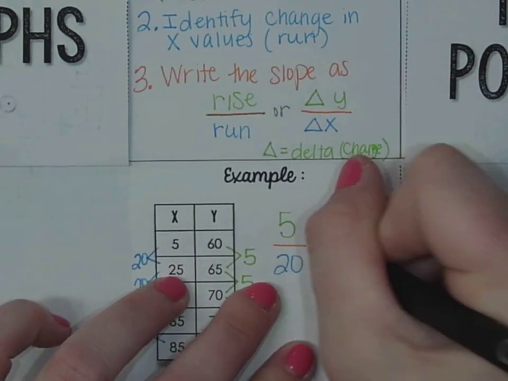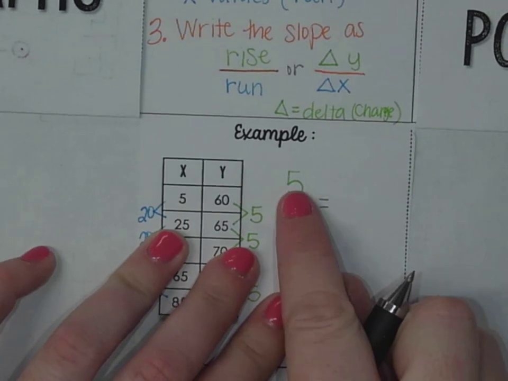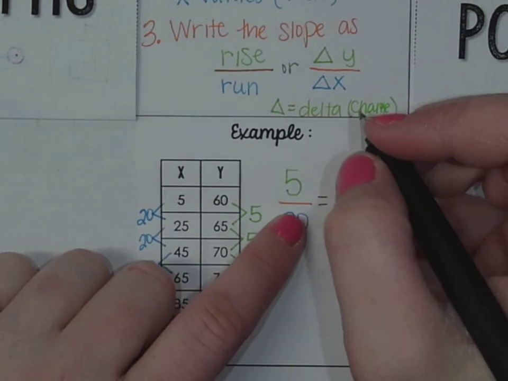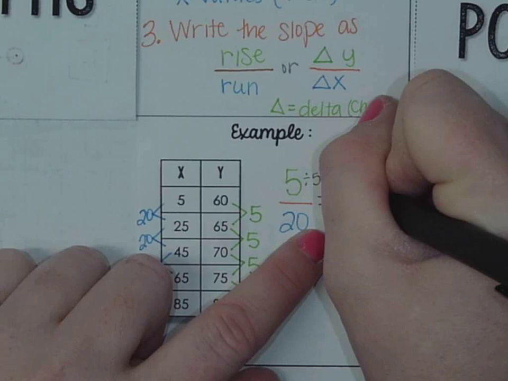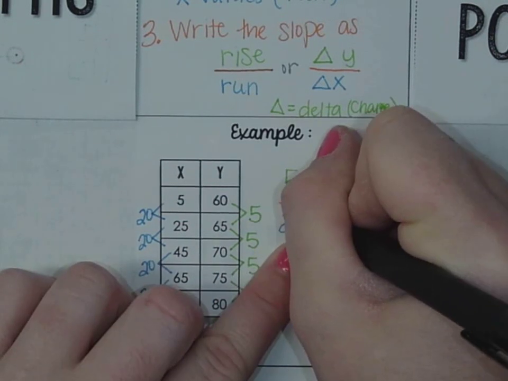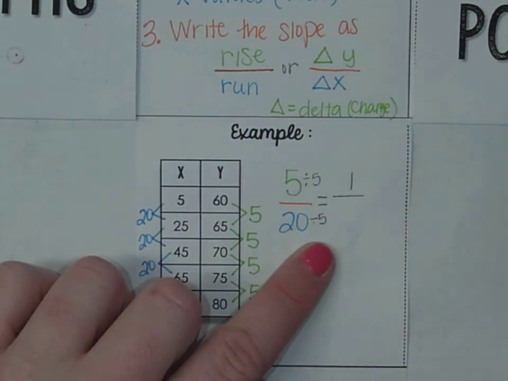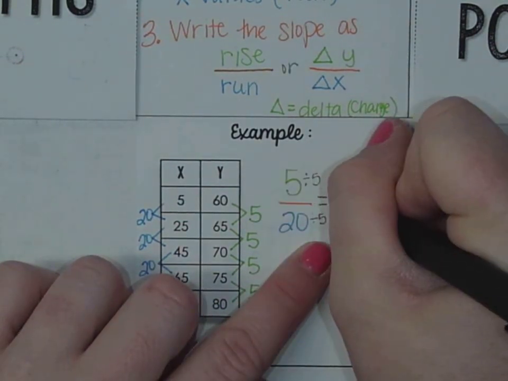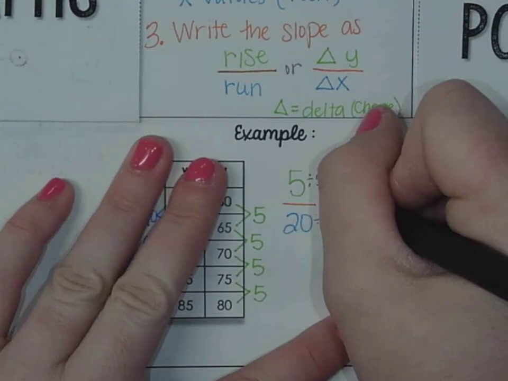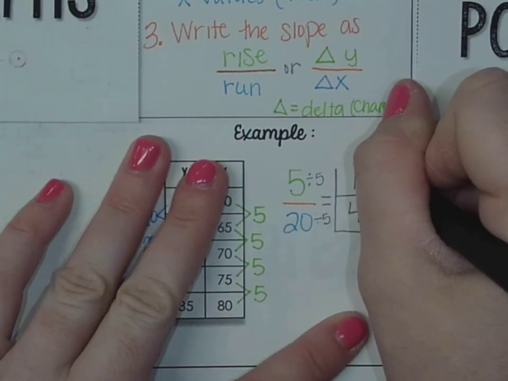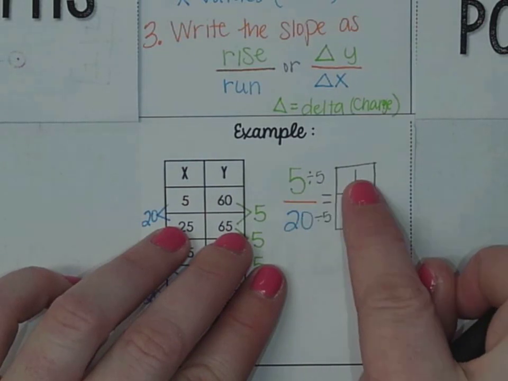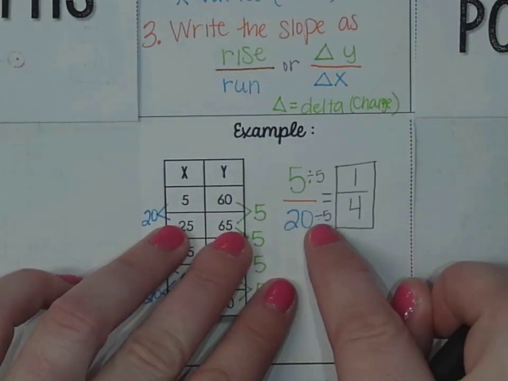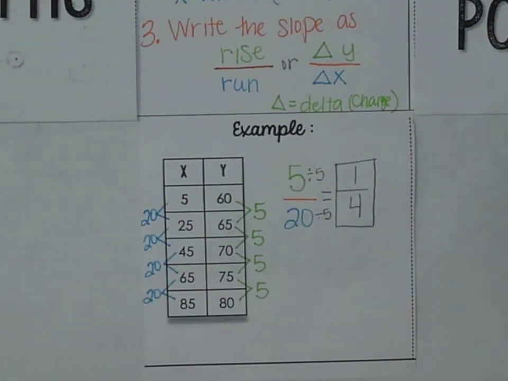Notice 5 goes into both of those. They're both divisible by 5. So 5 divided by 5 is 1. 20 divided by 5, since 5 goes into both of those, is 4. So 5/20 actually simplifies to 1/4. 5 divided by 5 is 1. 20 divided by 5 is 4, because 5 goes into both of them.